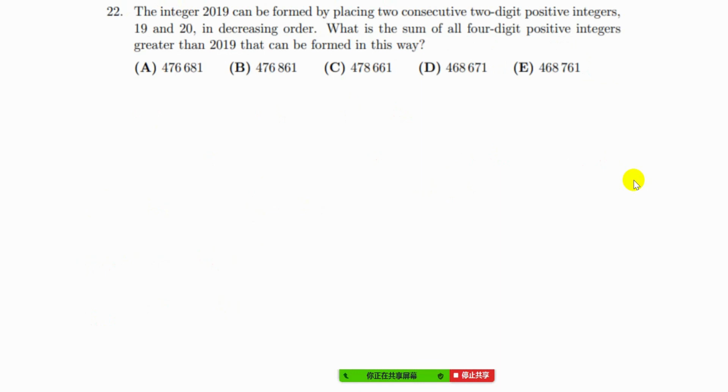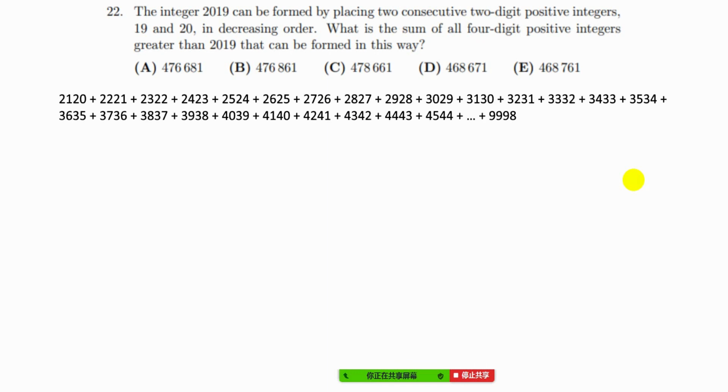Number 22. The integer 2019 can be formed by placing two consecutive two-digit positive integers 19 and 20 in decreasing order. What is the sum of all 4-digit positive integers greater than 2019 that can be formed in this way? So we can list out the sum of the integers all the way to the last integer. So it would start from 2120 and then end at 9998, which is the biggest 4-digit positive integer of this type.